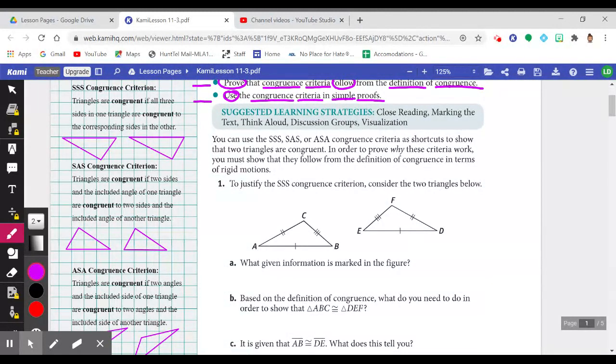There's a couple other. We're going to see those in 11-4. So side, side, side, that's what the 3 S's stand for, states that triangles are congruent if all 3 sides in one triangle are congruent to the corresponding sides in the other. You can actually see that on item 1 here. But the way it would look is we would say that these 2 triangles are congruent if 1 pair, 2 pairs, and 3 pairs of corresponding sides in one triangle are congruent to their corresponding sides in the other. And remember, we use these marks to denote which sides in each triangle are actually congruent in the other.